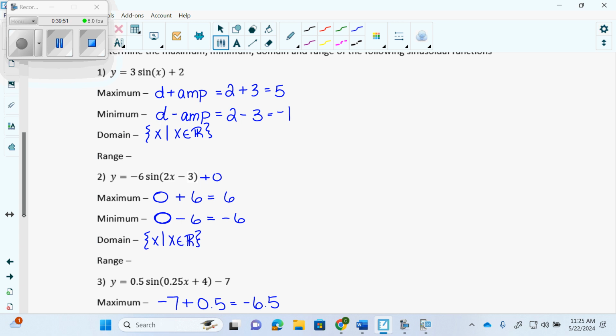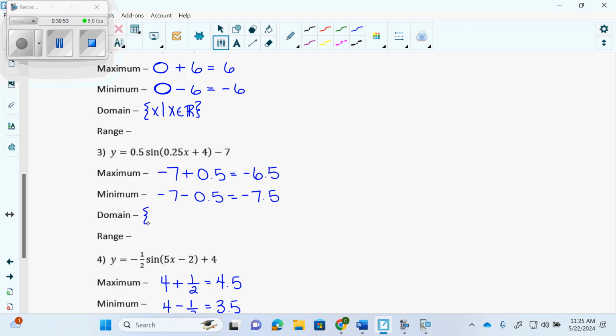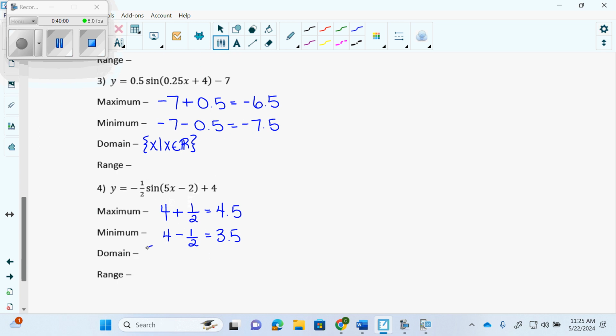Did you know that unless it's a word problem, the only function that isn't X element of the reals is logs? All of the polynomials are X element of the reals, exponentials, sinusoidals. It's only a log for the entire year's course.